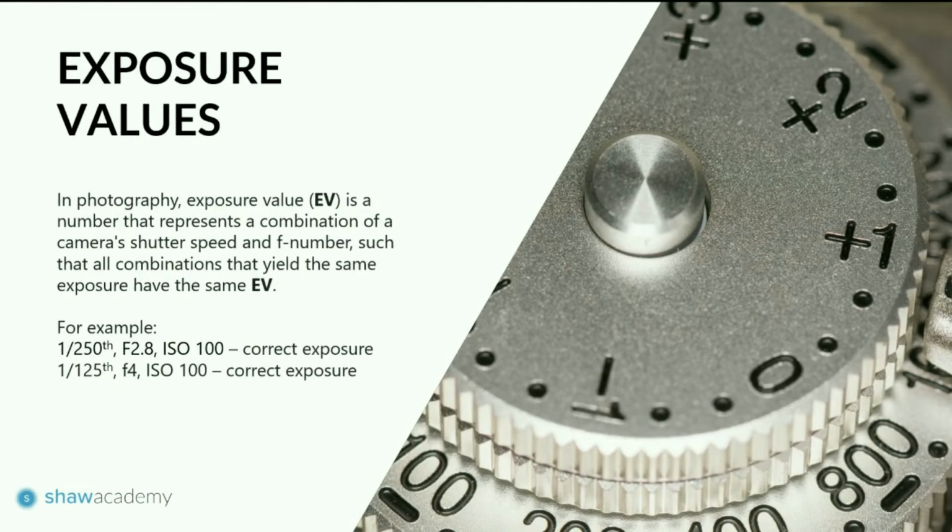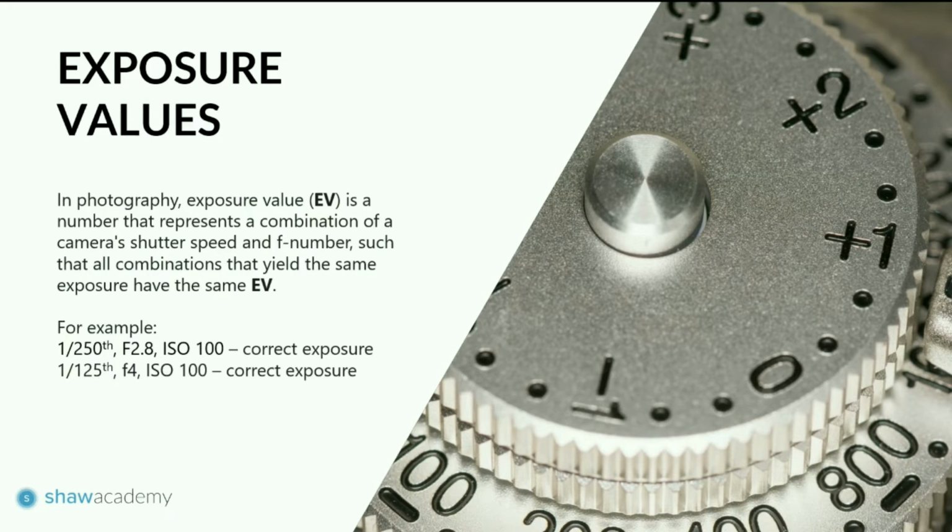Now, I spoke about exposure values a little bit earlier on in the lesson, and basically exposure value is when we use a combination of an aperture and shutter speed together to get the correct exposure. Now, we can adjust that, and we can change our aperture and we could change our shutter speed and still come out with the exact same exposure. So as you can see here in my example, we could be photographing at 250th of a second. We've got an aperture of f2.8. We're using an ISO of 100, and that gives us the correct exposure.